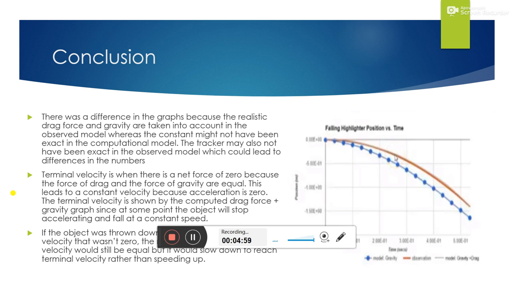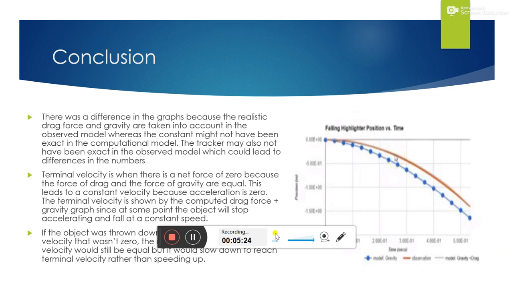In order to answer the questions, we found that the terminal velocity is when there's a net force of 0, because the force of the drag and the force of gravity cancel out and are equal, which leads to a constant velocity because the acceleration ends up being 0. So we can see that the terminal velocity is shown by the computed drag force and gravity graph, since at some point the object has to stop accelerating and fall at a constant speed.